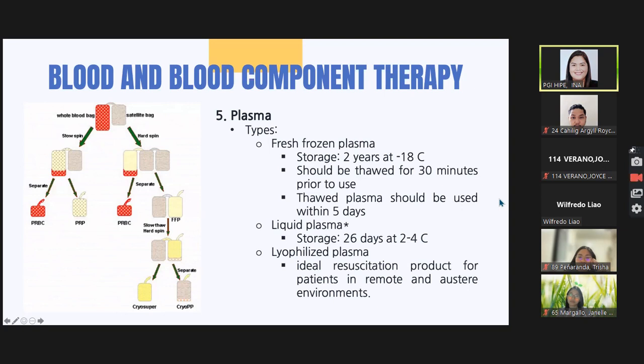The liquid plasma naman, the storage is up to 26 days at 2 to 4 degrees Celsius. And the lyophilized plasma, this is an ideal resuscitation product for patients in remote and austere environments. The plasma is the usual source of the vitamin K dependent factors and the only source of factor 5. And also, I think it is also present in whole blood. The plasma is also present.